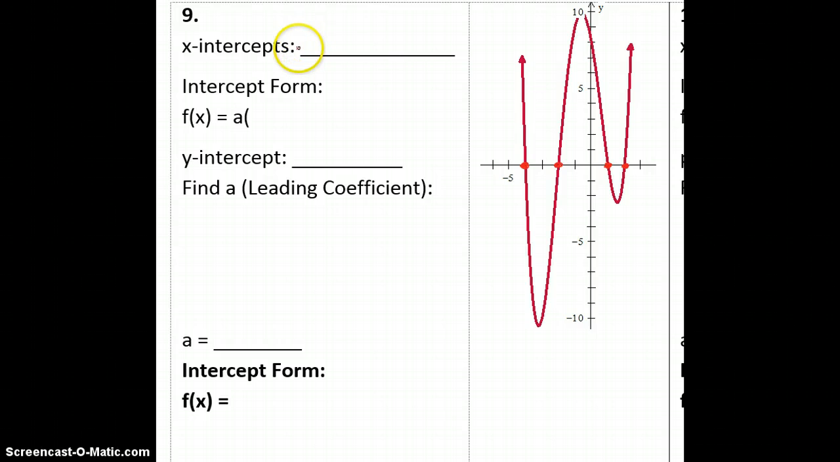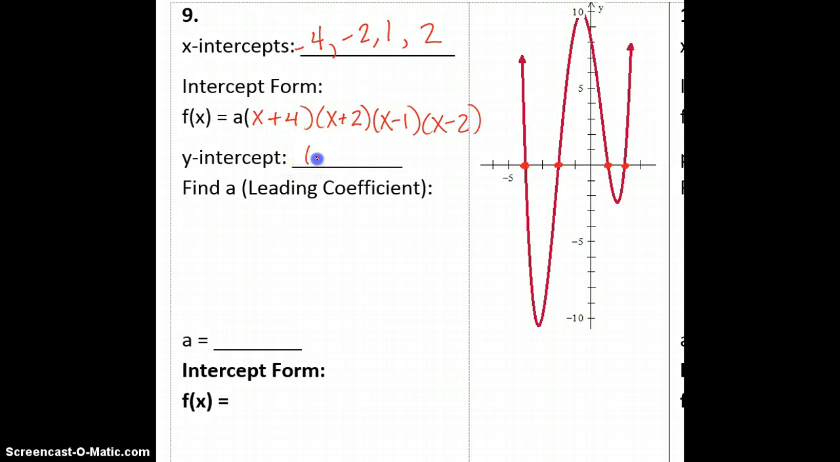And they are -4, -2, 1, and 2. Those are the zeros. So the factors that will go with that are x plus 4, x plus 2, x minus 1, and x minus 2. Those are the zeros that go with that.